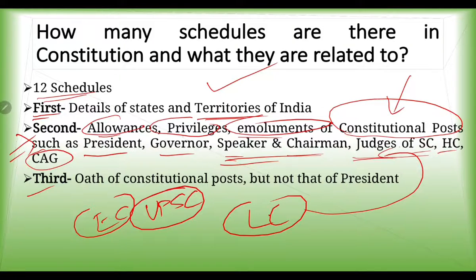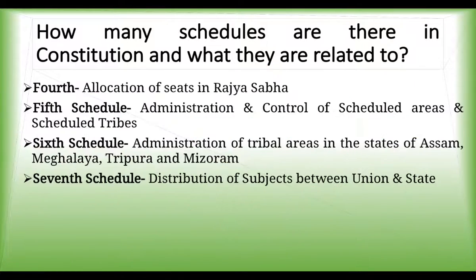Now, the third schedule talks about the oath of constitutional posts like Prime Minister, ministers, etc. But see, it doesn't talk about the President. For the President, the oath is mentioned in the Constitution itself. The fourth schedule talks about the allocation of seats in Rajya Sabha. The proportion of seats, how they would be allocated, it talks about that manner.